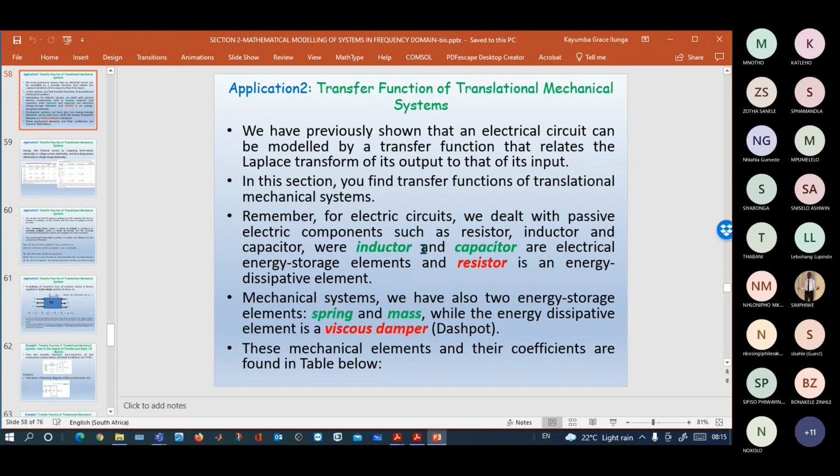The mechanical system, or I can say the electrical system, had their own coefficients. We'll also see different coefficients here. So let's move now and see what this is.